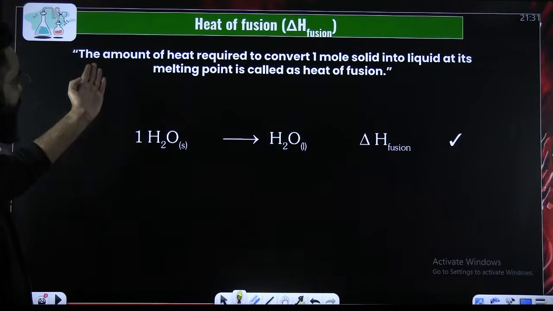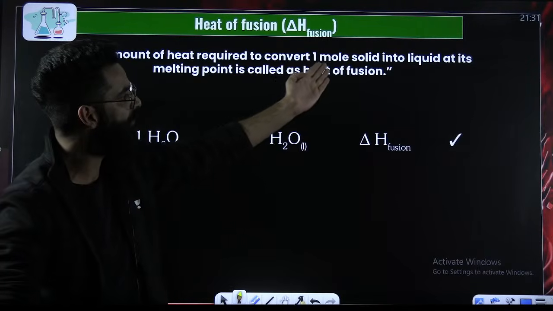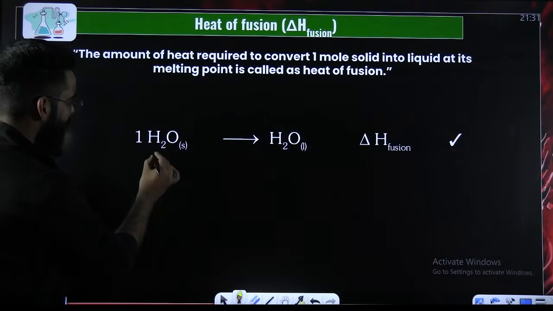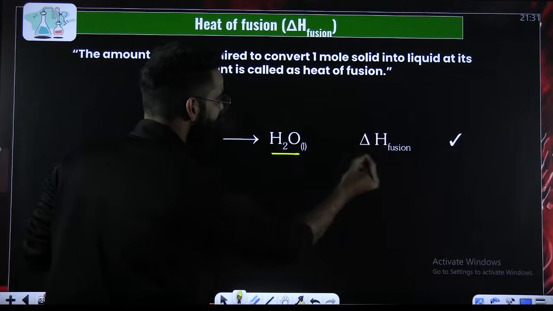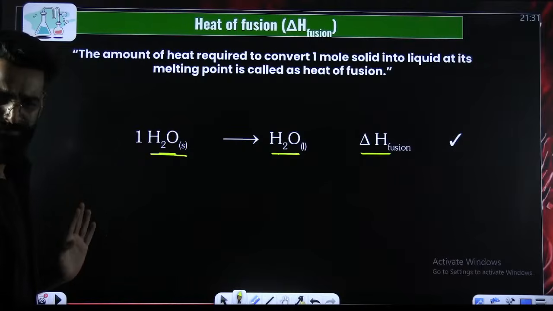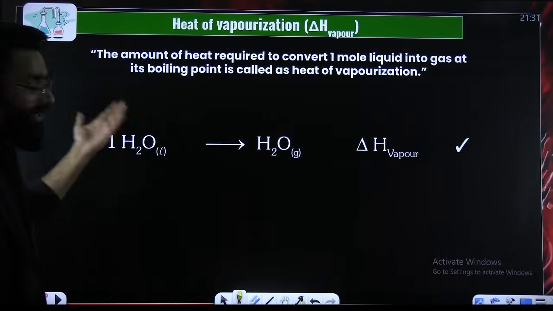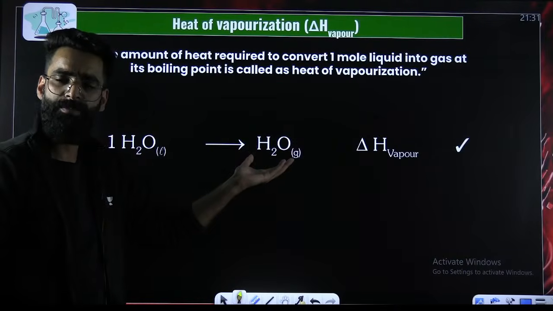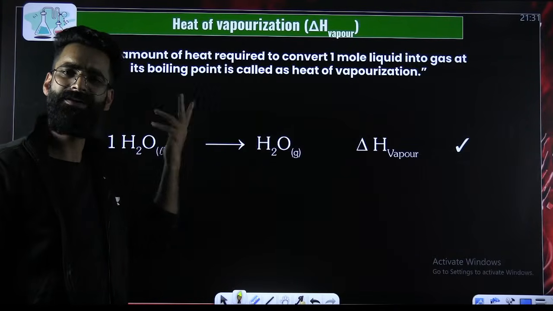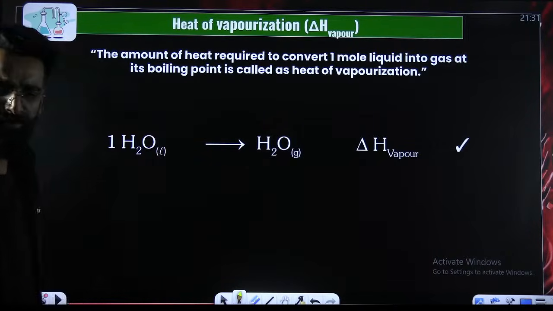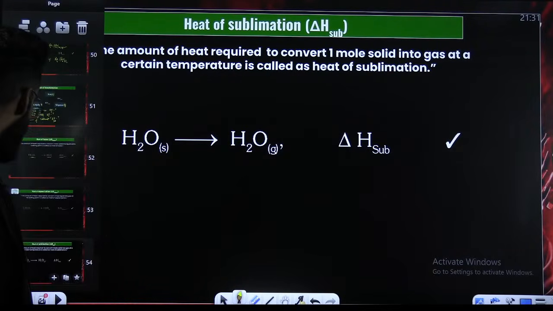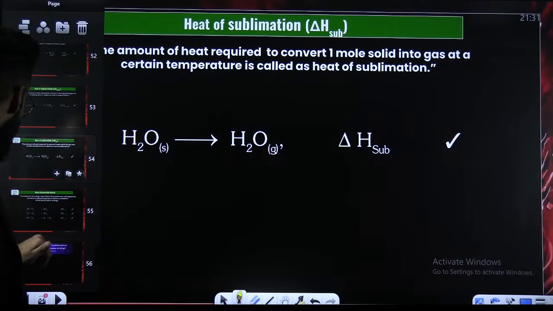You can see it over here. The amount of heat required to convert 1 mole of solid into 1 mole of liquid at its melting point is called enthalpy of fusion. The amount of heat which is required to convert 1 mole of liquid into 1 mole of vapors, 1 mole of gas at its boiling point, that heat required is called enthalpy of vaporization. Same is for enthalpy of sublimation.